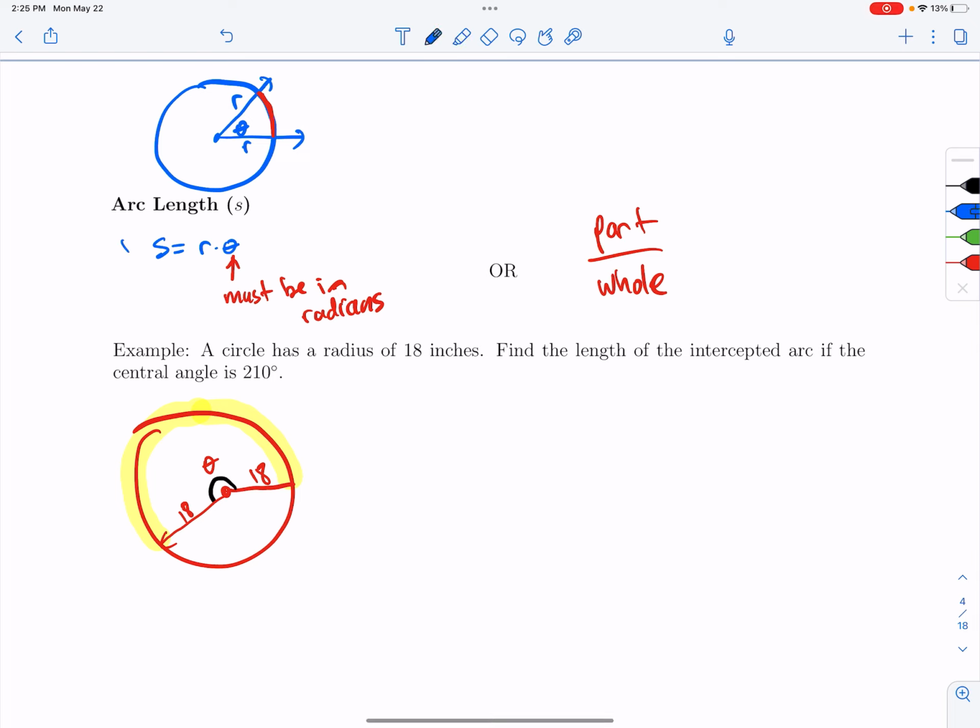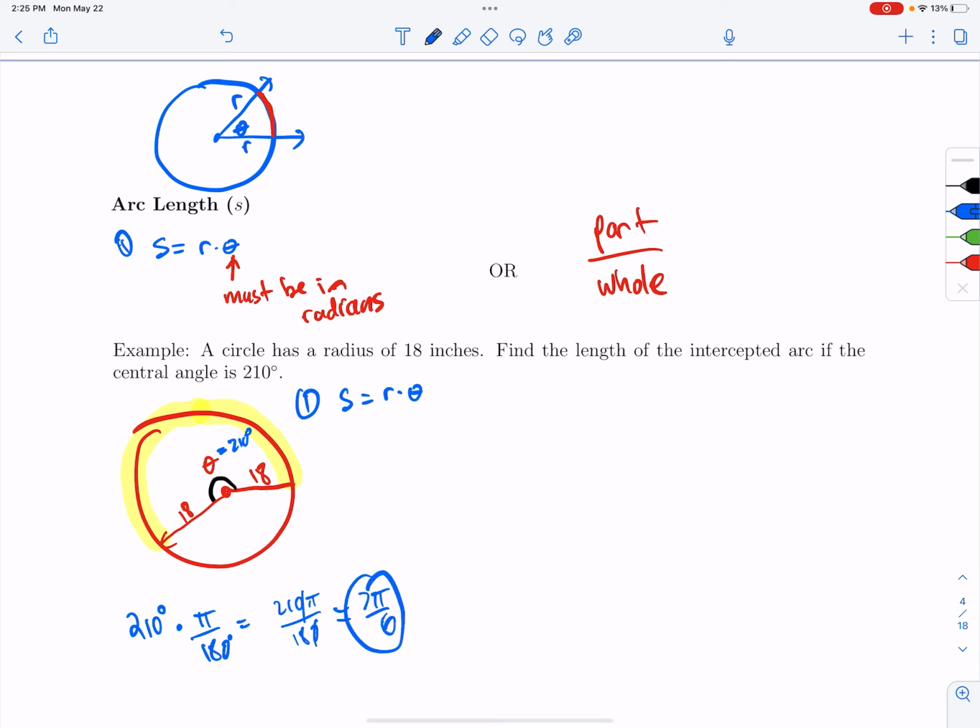So I'll do it with this formula first. With the formula, S, which stands for the arc length, is equal to the radius times theta. Remember that I need to write that angle in radians. So I need to convert 210 degrees into radians. I'm going to multiply by pi over 180. I get 210 pi over 180. I can divide those both by 10, and then by 3, so that's 7 pi over 6. So that's the theta that I'm going to use.